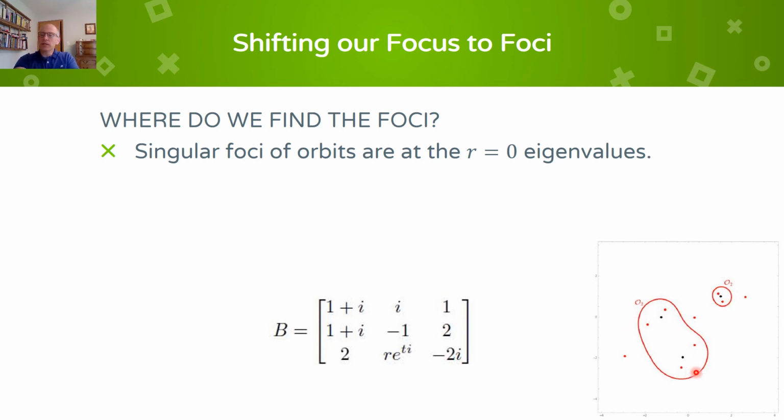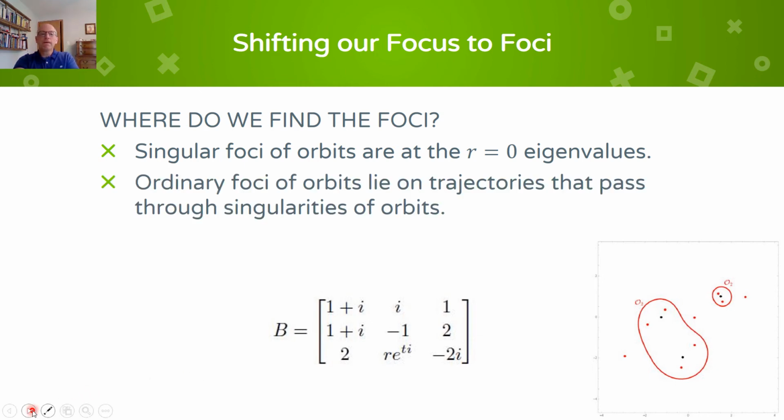So this is an orbit of r equals 2. It has those as its singular foci. But any orbit will have those as singular foci. Take a very small value of r, and those will be singular foci. The red points will move, but the black will not if you vary r. Now, the red points are my ordinary foci.